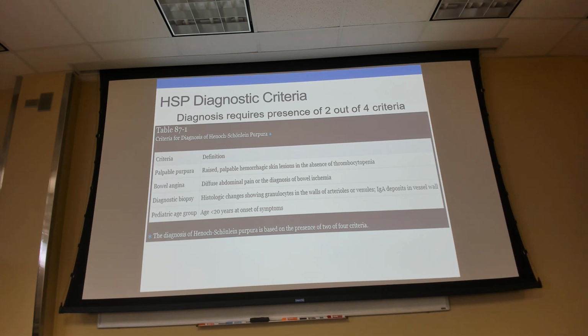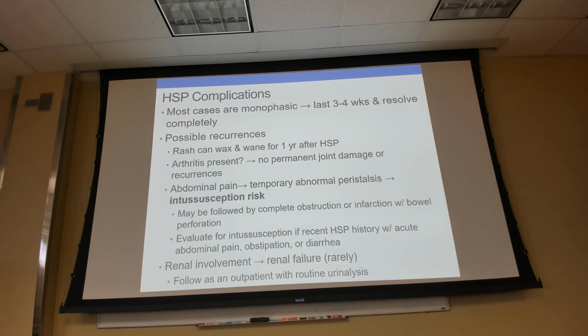Most of the time, you see a kid with palpable purpura and you say, I know exactly what this is. That's how we're diagnosing it. This can last several weeks, up to months. So this can wax and wane. They'll have these intermittent times of these IgA depositions for up to about a year. So you can see this come and go.